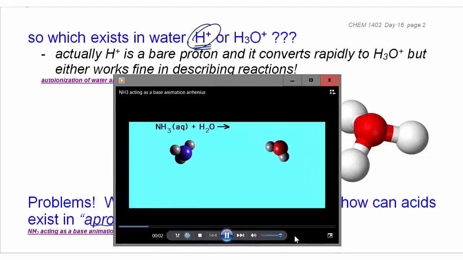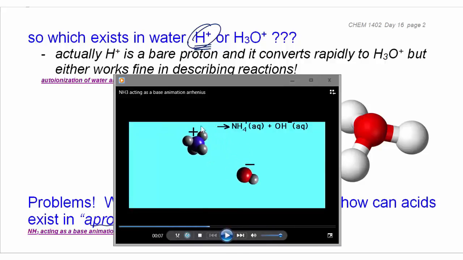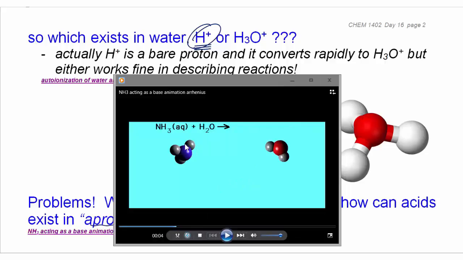This is ammonia reacting with water. And notice how it forms ammonium and hydroxide. So since it formed hydroxide, that means ammonia, in the first place, is acting like a base, right? Because it's producing a lot of hydroxide.